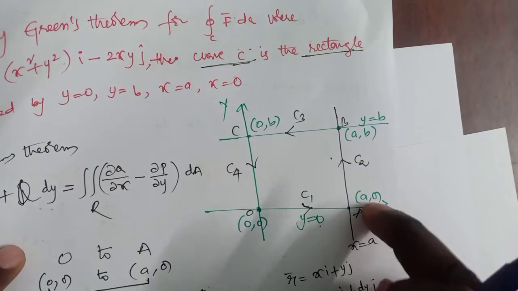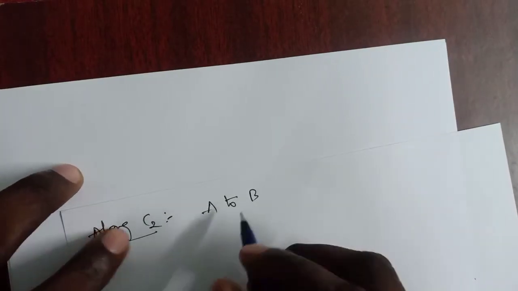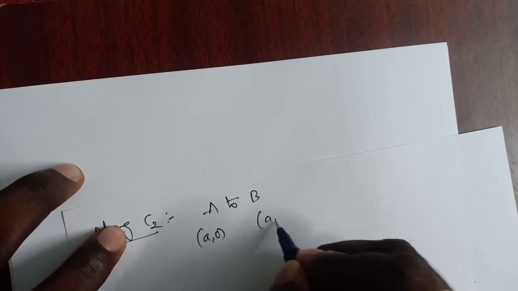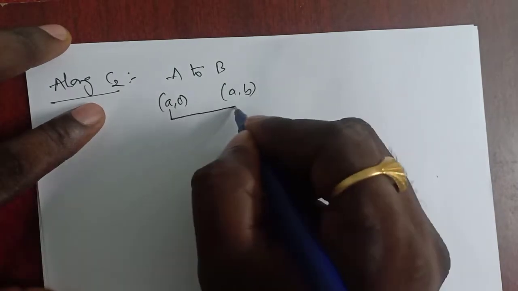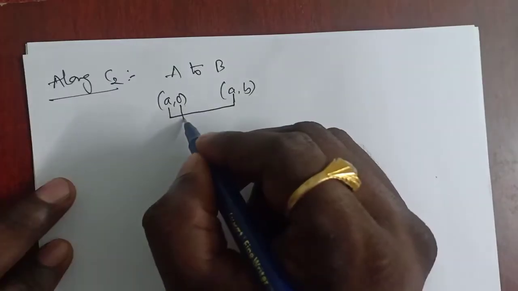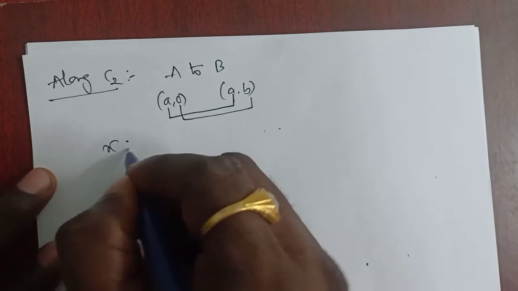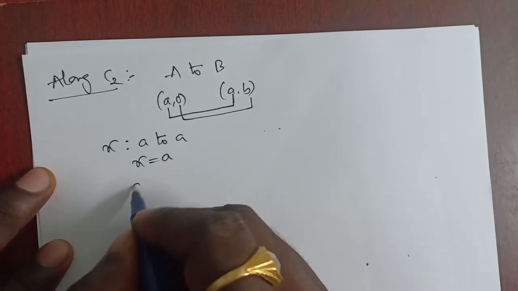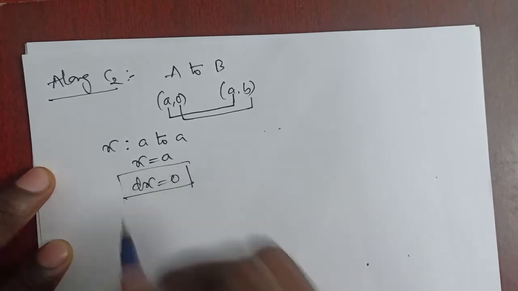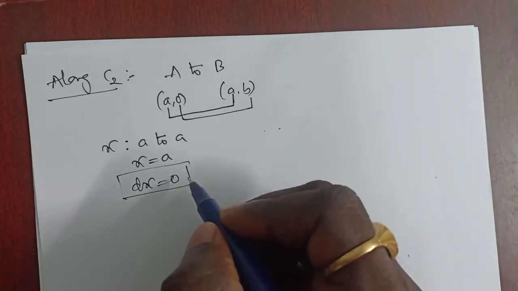So along C2, clearly the bounds are from A0 to AB, which means from A to B. So what we observe from this is no change in x, but the change in y coordinates is from 0 to b. So clearly x is from a to a, so there is no change. Clearly x equal to a, which means dx equal to 0. If there is no change, the derivative should be 0. So no problem with this.